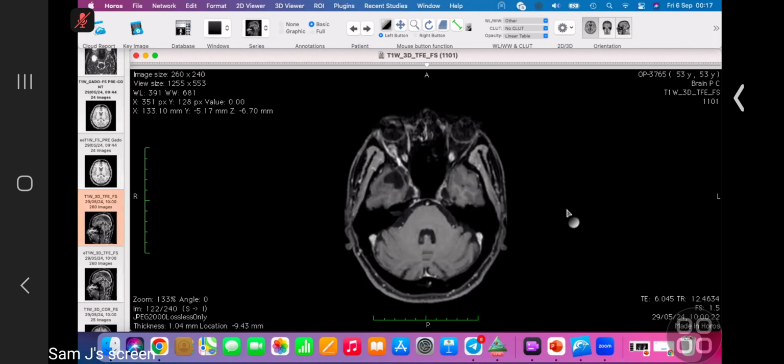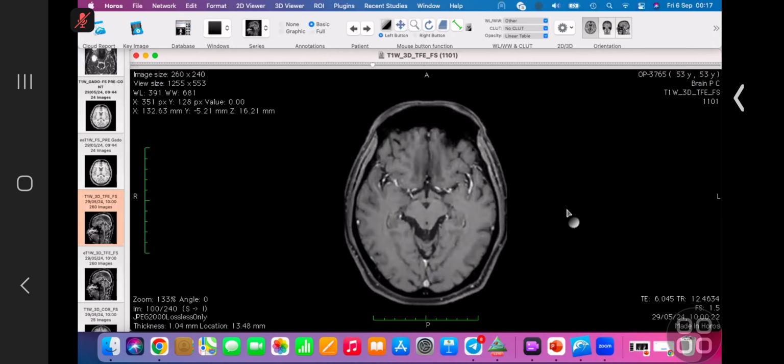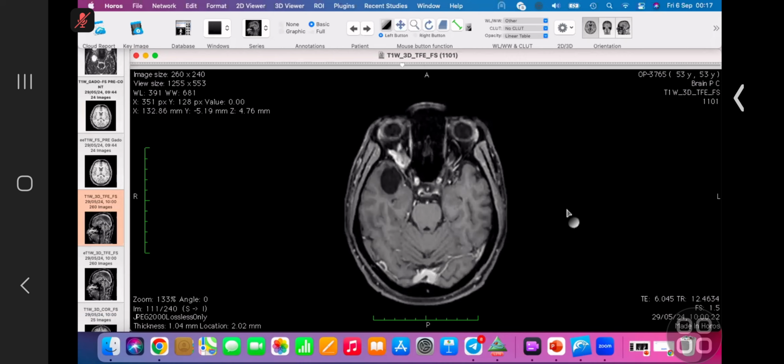Yeah, you can scroll. That's the post contrast. Yeah, this is the post contrast axial images. I'm now going to the region of interest. I can see that this mass region didn't exhibit any contrast enhancement.